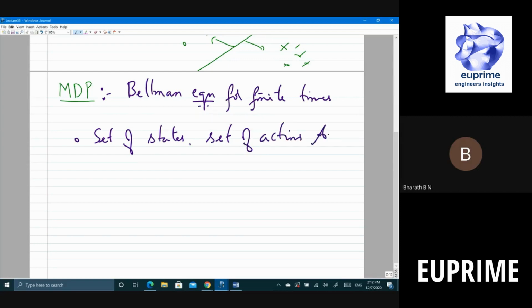For example, in communication, the set of actions could be transmit or not transmit, or transmitted power P0 or P1 or P2 and so on, Pn. Okay, n levels. And you have a transition probability, that is, the probability that you go to a state S dash given that you were in state S and you take an action A. This is what it is.